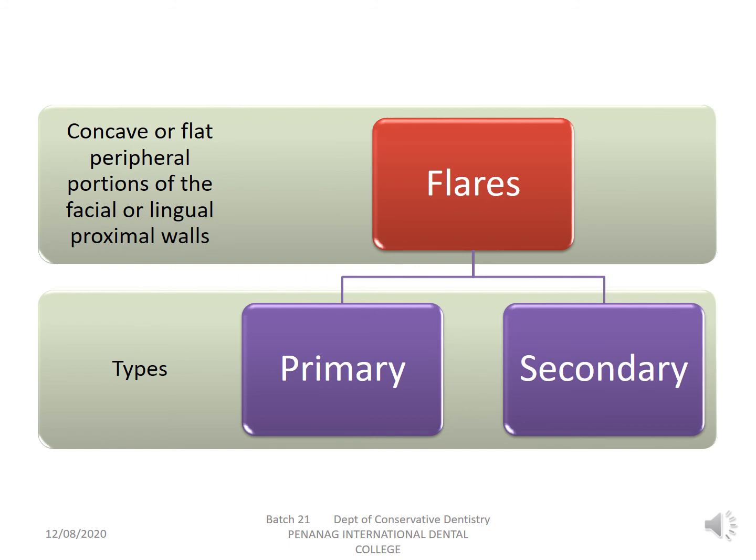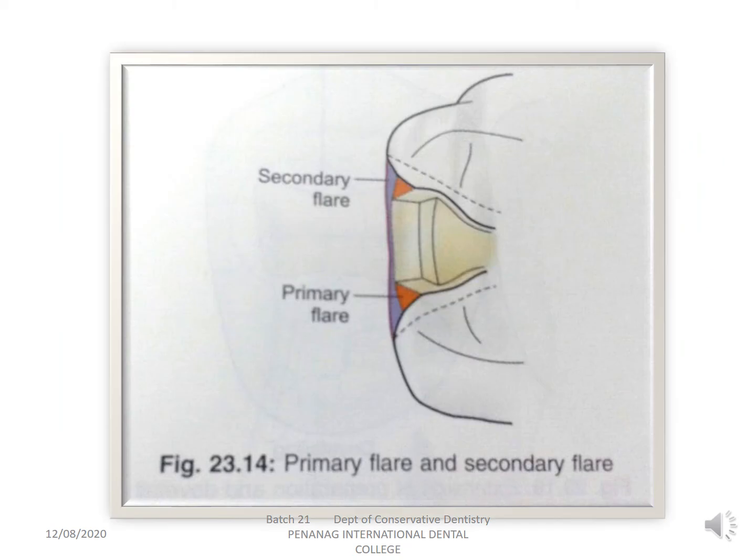Another feature of preparation for inlay and onlay are flares. These flares are concave or flat peripheral portions of the facial and lingual proximal walls. There are two types of flares which are given during the preparation. They are primary flares and secondary flares. If you look at this picture, you can see the primary flare and secondary flare. These flares are the extensions of your occlusal surface margin on facial and lingual surfaces of the preparation in the proximal area. Extending from the occlusal surface margin into the embrasure area are called flares.